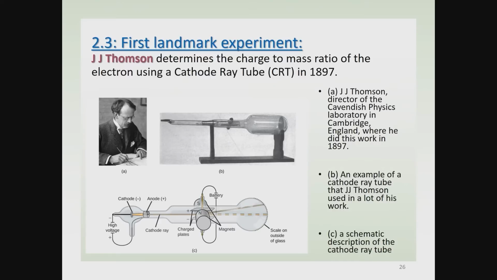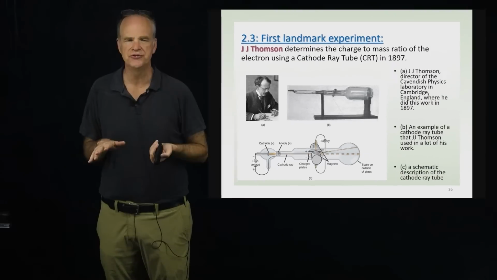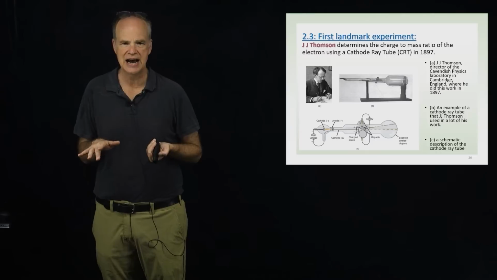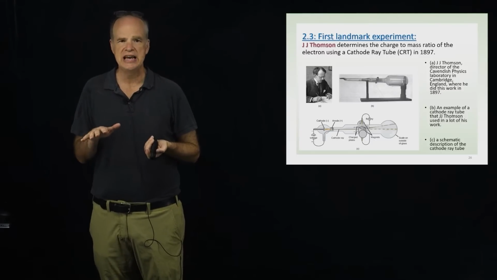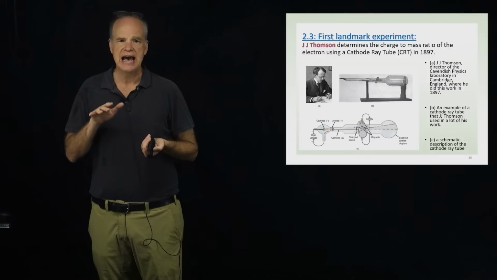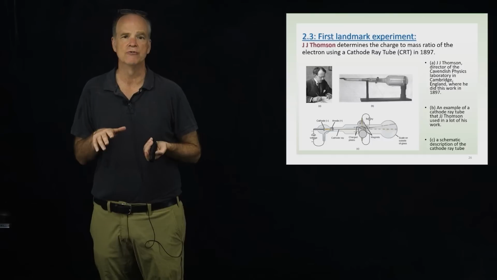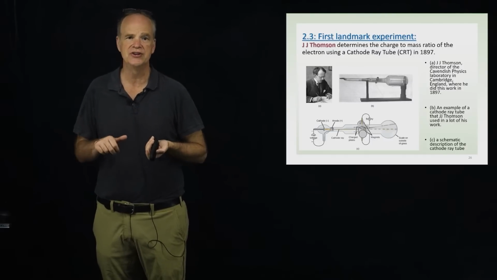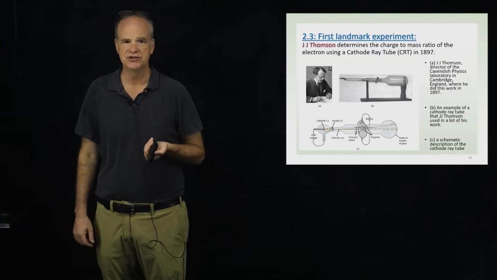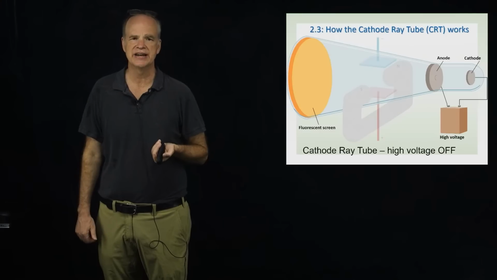But essentially, through this apparatus called the cathode ray tube, J.J. Thomson was able to determine that atoms could be broken up into smaller particles. One of these smaller particles is the electron, which is negatively charged. So let's talk about how he figured that out.